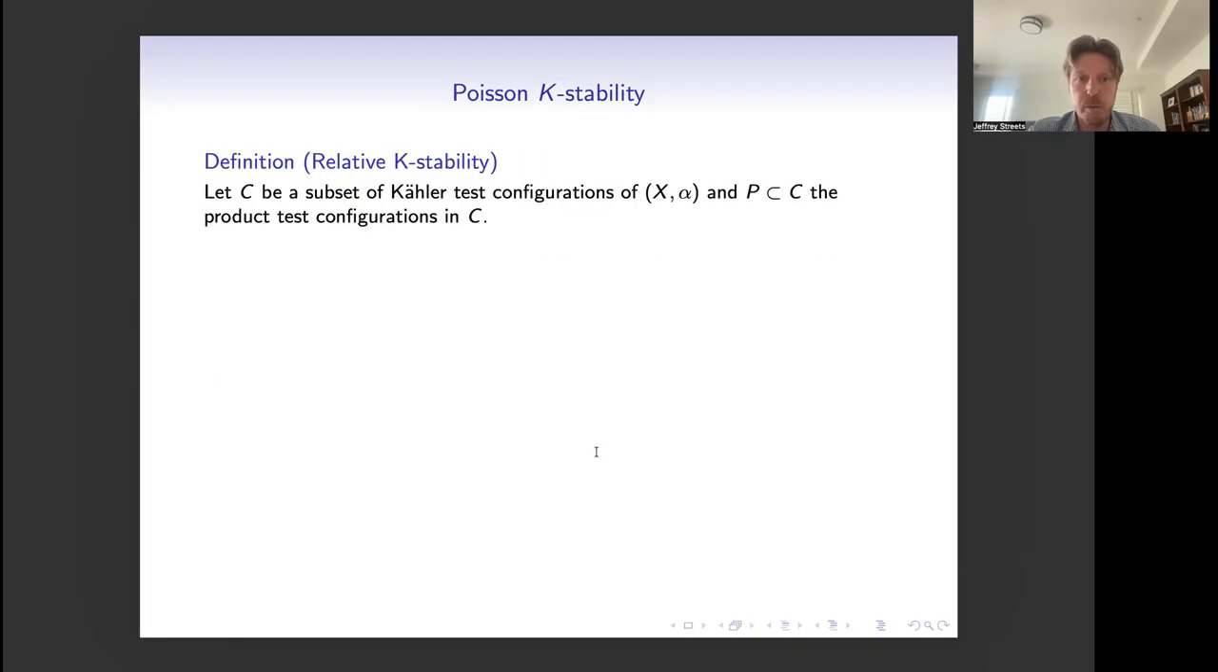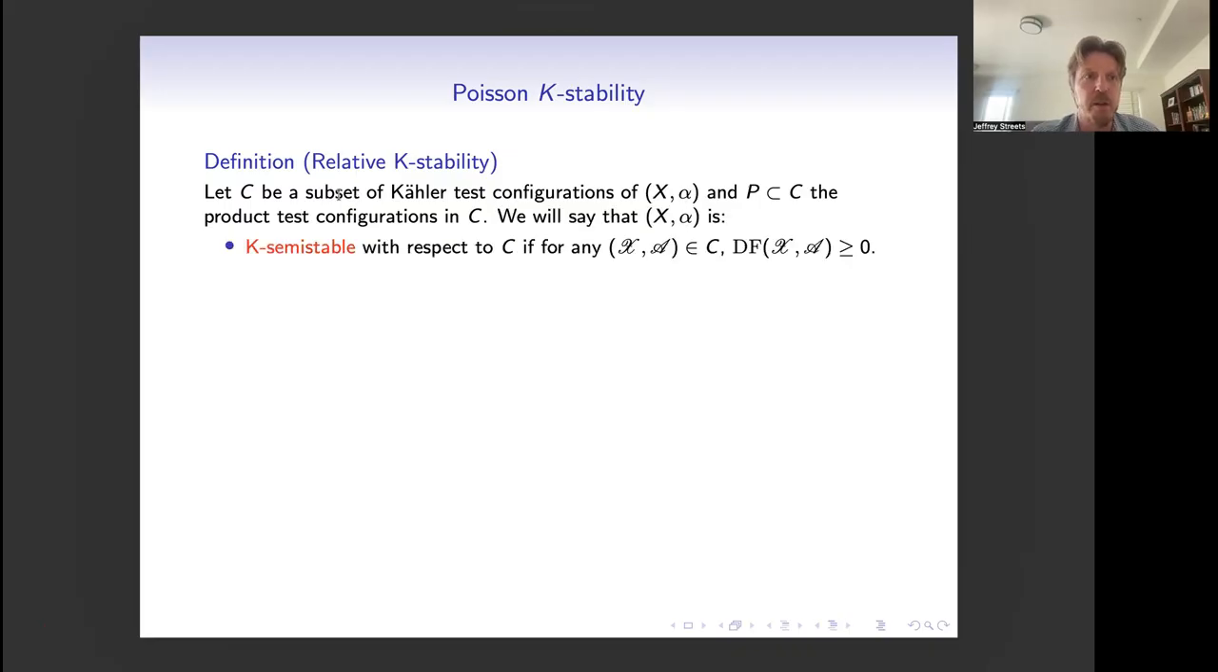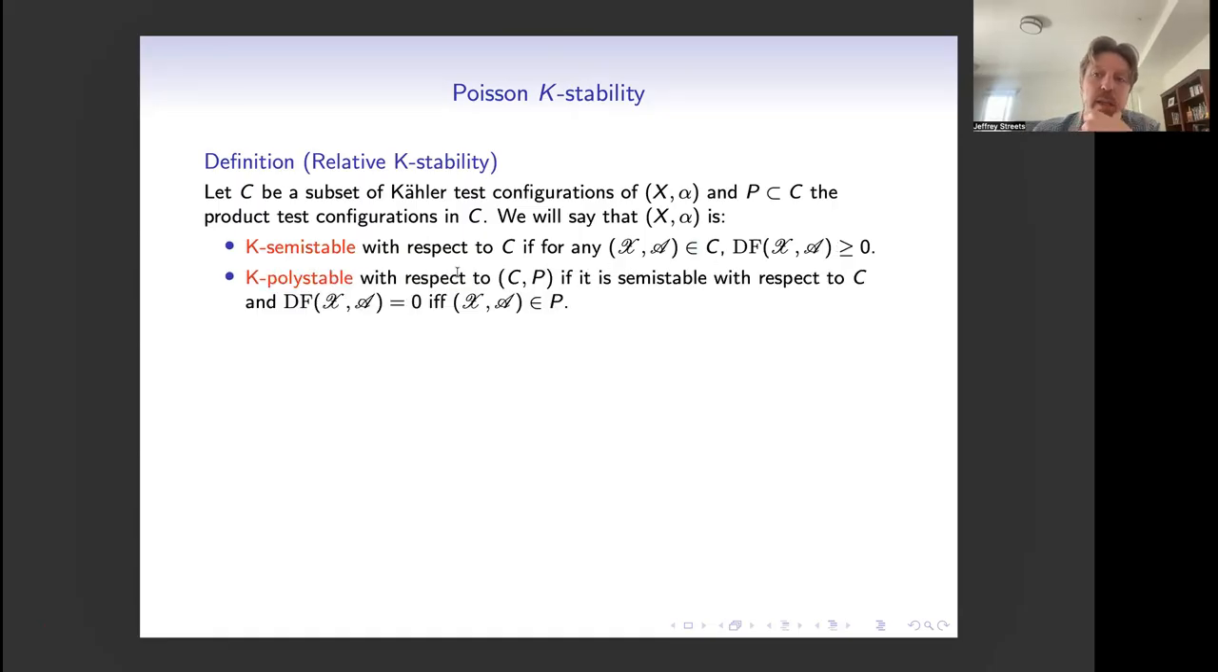And then with this notion of test configuration, we can define notions of stability. In particular, this relative K-stability. So if C is the subset of Kähler test configurations of this space, and P is the subset of product test configurations, then we have these standard notions. We have the notion of K semi-stability with respect to C, if for every test configuration in C, the Donaldson-Futaki invariant is non-negative. And then polystability is what happens if you can also characterize the equality case. So the invariant vanishes if and only if your configuration is a product.